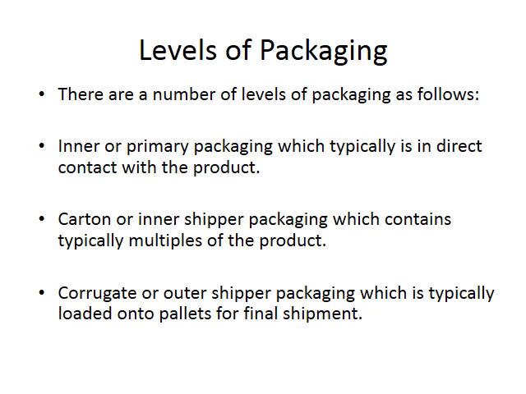There are a number of levels of packaging. The inner or primary packaging is in direct contact with the product, which I just showed in the previous slide. These are usually placed then into a carton or an inner shipper packaging, which contains multiples of the product. And this would go into a corrugate or outer shipper packaging, which is loaded onto pallets for final shipment.